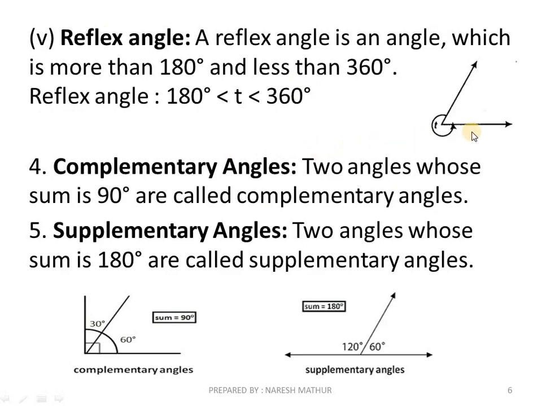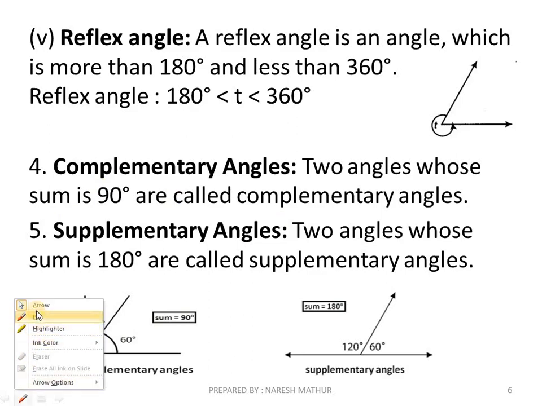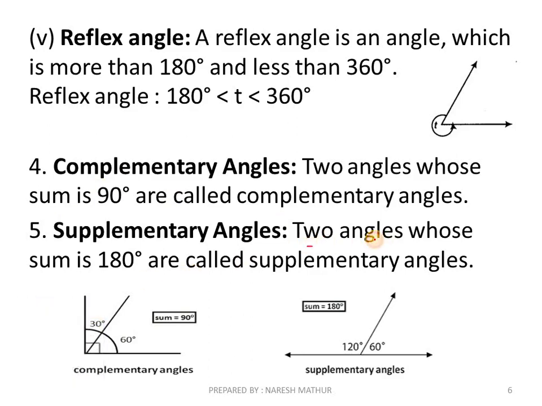Alright, so these are the basic terms. Now the next one is complementary angles and supplementary angles. Complementary angles are two angles whose sum is 90 degrees, and supplementary angles are two angles whose sum is 180 degrees. So here 30 and 60 we can say are complementary angles, and here 120 and 60 we can say are supplementary angles.